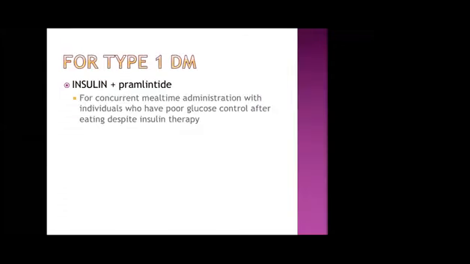In type 1, as we said, insulin is the mainstay therapy when you have type 1 DM. But we can combine pramlintide. Pramlintide is an amylin analog. Amylin is a hormone co-secreted with insulin, so they have almost the same action. So by combining it, we enhance the action of the hormone for type 1 DM.